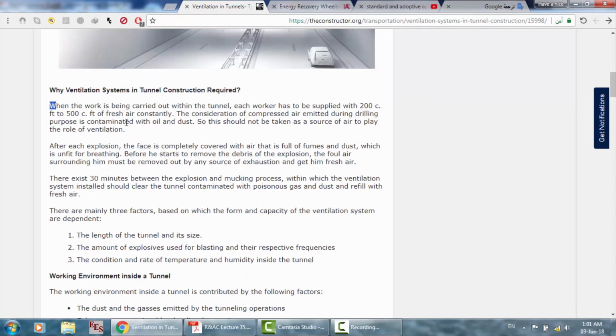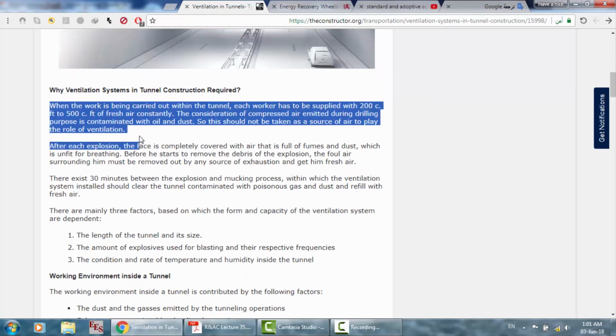When work is being carried out within the tunnel, each worker has to be supplied with 200 CFT to 500 CFT of fresh air constantly. The compressed air emitted during drilling is contaminated with oil and dust, so it should not be taken as a source of air for ventilation.